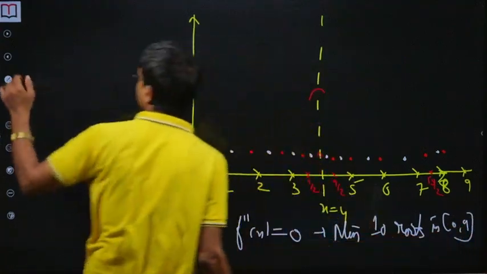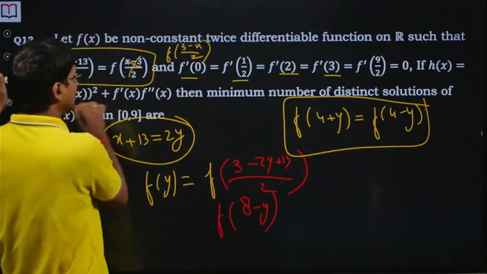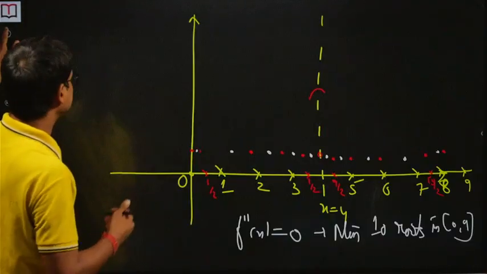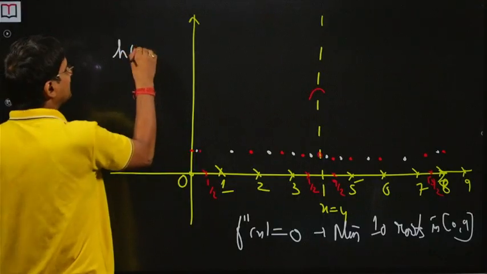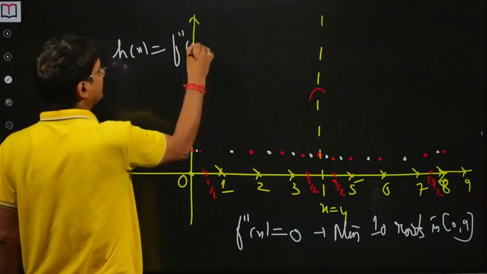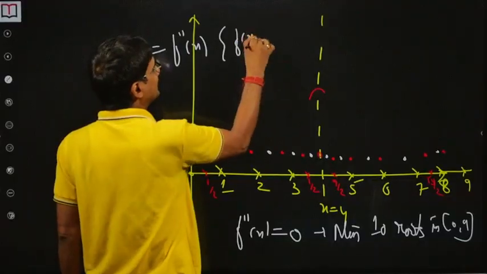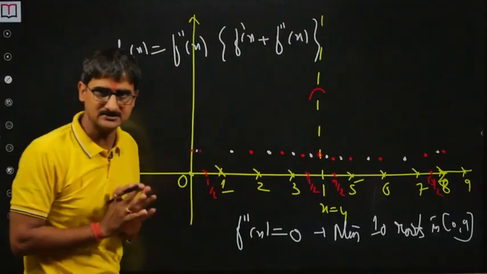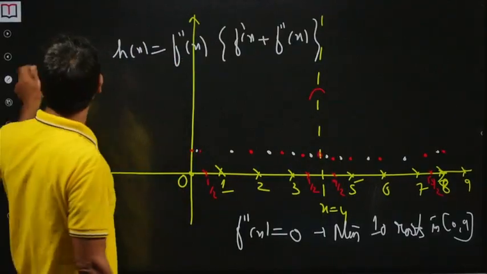So now what are we looking for? Actually we are looking for the number of roots of h of x equals 0, which is f dash x times f double dash x, whole square. So h of x is f double dash x common, it's f dash x plus f double dash x. That's it. Okay, so we have already got 10 roots of this.